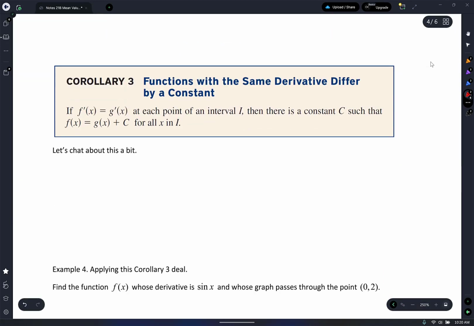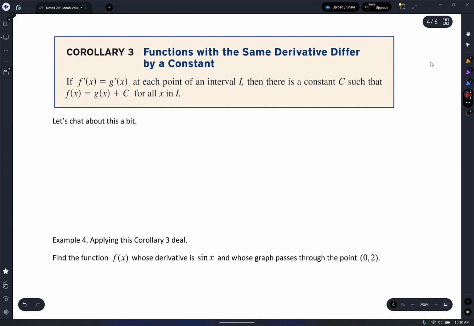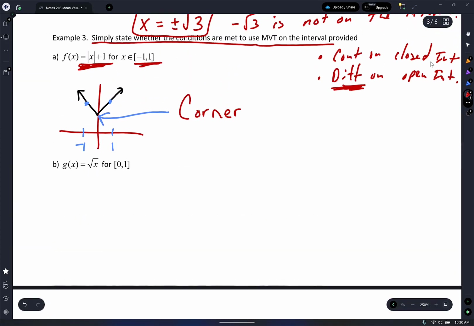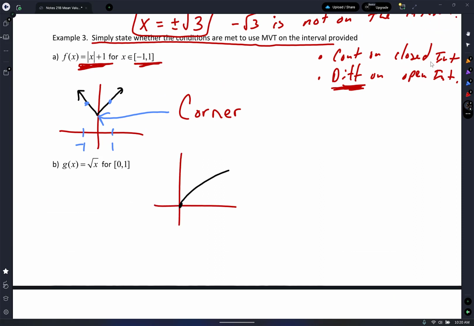Okay, and then I put this in here. This we already have lots of experience with, but not formally. Oh, did we skip a problem? Oh, dang. Okay, here we go. Let's not skip any problems. The square root of x looks like this. Here's 0, here's 1. Can I use the mean value theorem on this question? Yes, you're continuous on 0 to 1, and you're differentiable from 0 to 1.